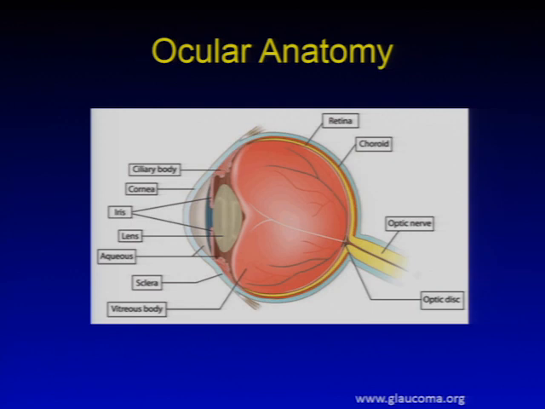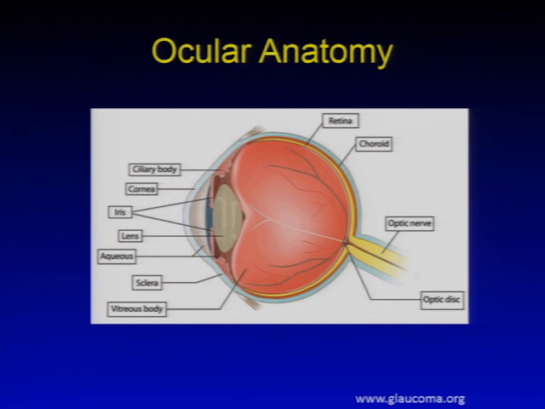The iris includes the muscles that control the constriction and dilation of the pupil, which controls the amount of light that enters the eye. Pupillary dilation is sympathetically controlled. Pupillary constriction is parasympathetically innervated. Next, we have the ciliary body. The ciliary body sits behind the iris. It makes the aqueous humor. The ciliary muscles which lie within the ciliary body control the shape of the lens.